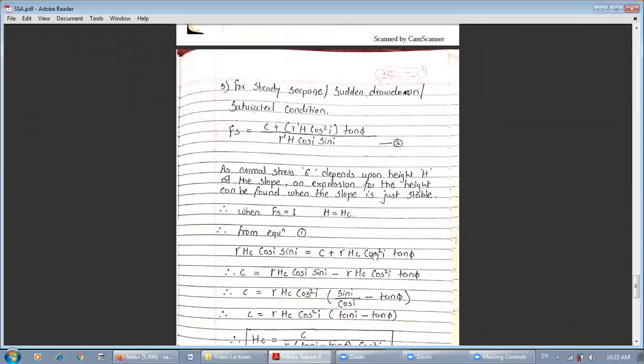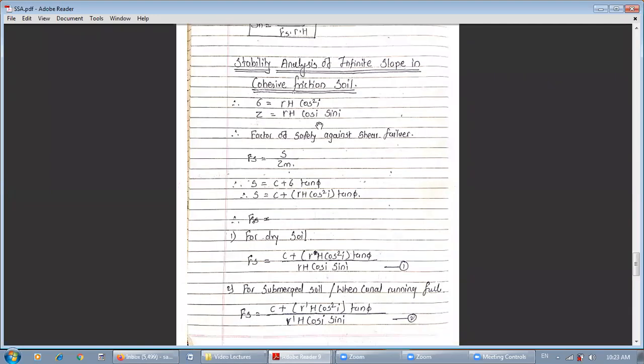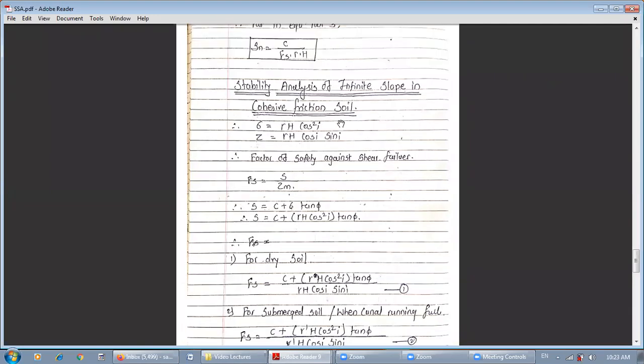Okay, so instead of gamma submerged, what you have to do is take gamma saturated in the denominator. We have already discussed these points in the first derivation, so the same you have to repeat for this. So there is one equation for three conditions. Okay, one more point in this particular topic. Up till now we have found the factor of safety corresponding to the infinite slope in cohesive friction soil.